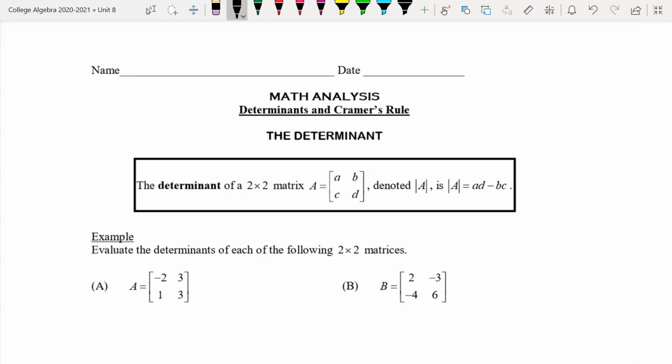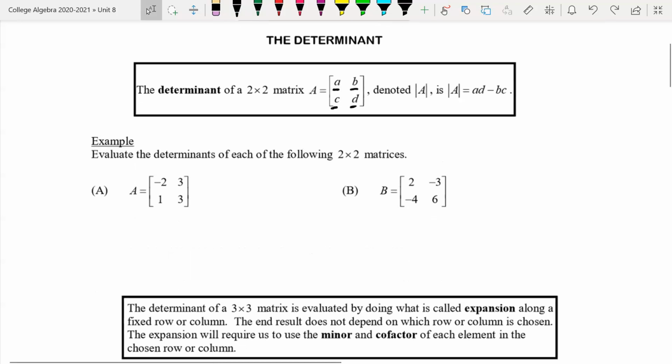So in a 2x2, we label each spot. In the top left, that is A, top right, that is B, bottom left is C, bottom right is D. Now to find the determinant, they're going to denote it like this, and you have to know that it's going to be 2 lines around the matrix. So this is matrix A, the determinant is going to be 2 straight lines. It's very similar to the matrix look, so you've got to be familiar with what they're asking for. So here they're trying to find the determinant.